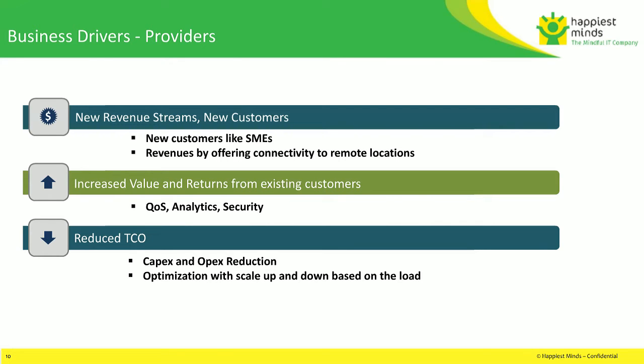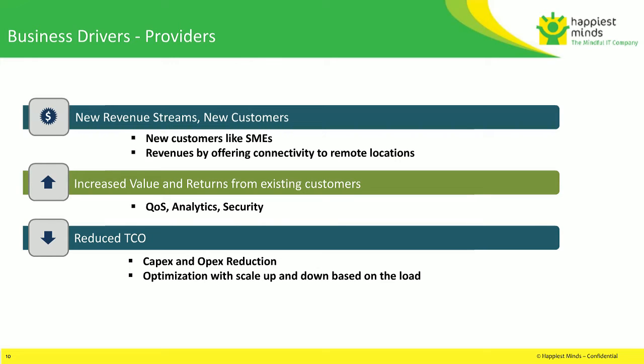The second thing is that you can also increase the revenues by offering connectivity to remote locations, which was not possible because of the operational challenges of truck rolls and last mile connectivity, etc. That we discussed. So you can have new customers and more branches from the existing customers, creating new revenue streams. The second point is with respect to the advanced services, which help you in delivering more value to the customers and thus increase the ROI from existing customers. Point in case being advanced quality of service, advanced analytics, advanced security, and whatnot.